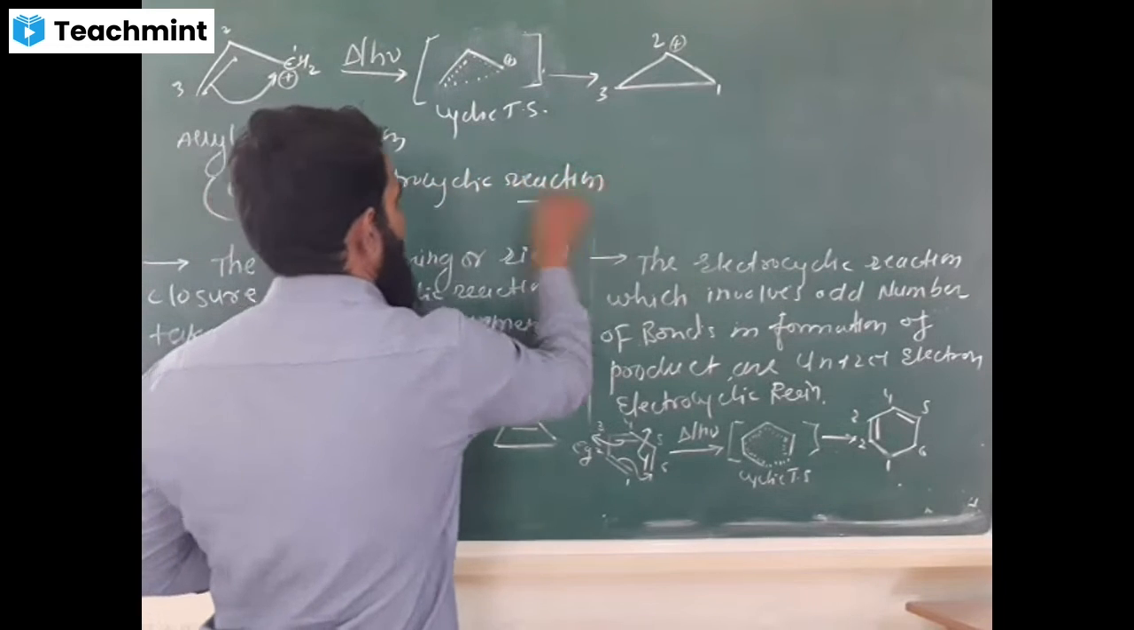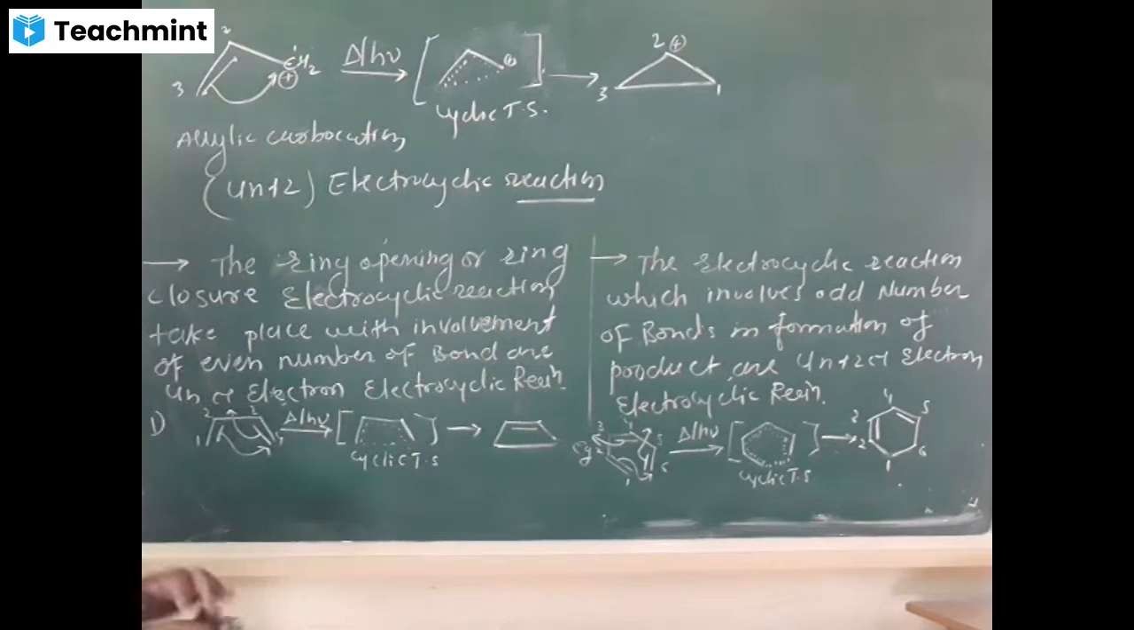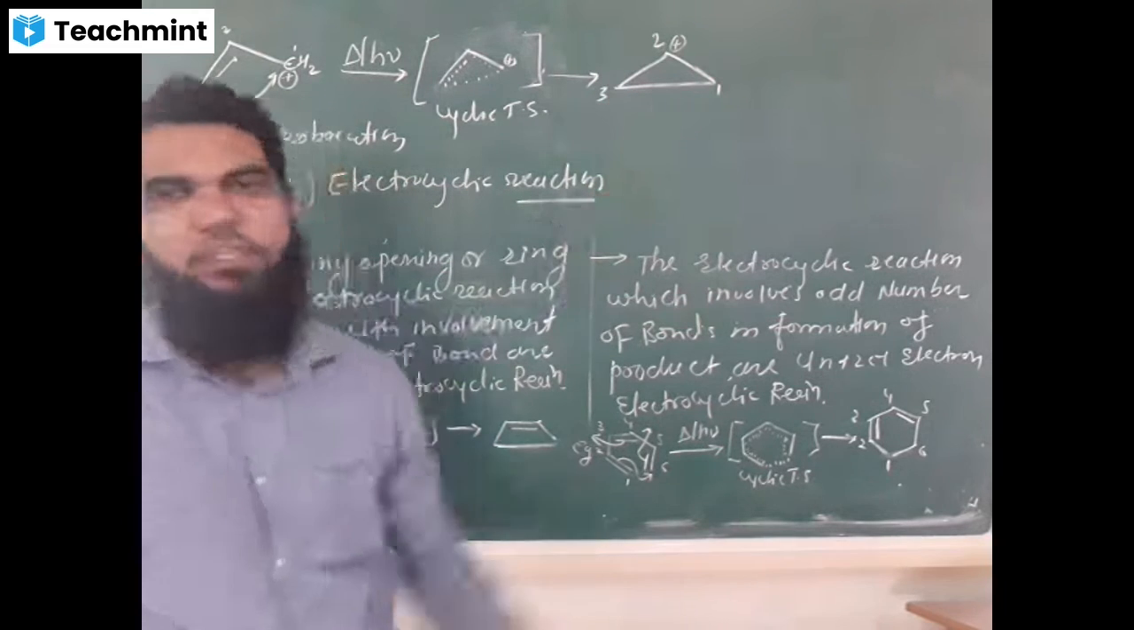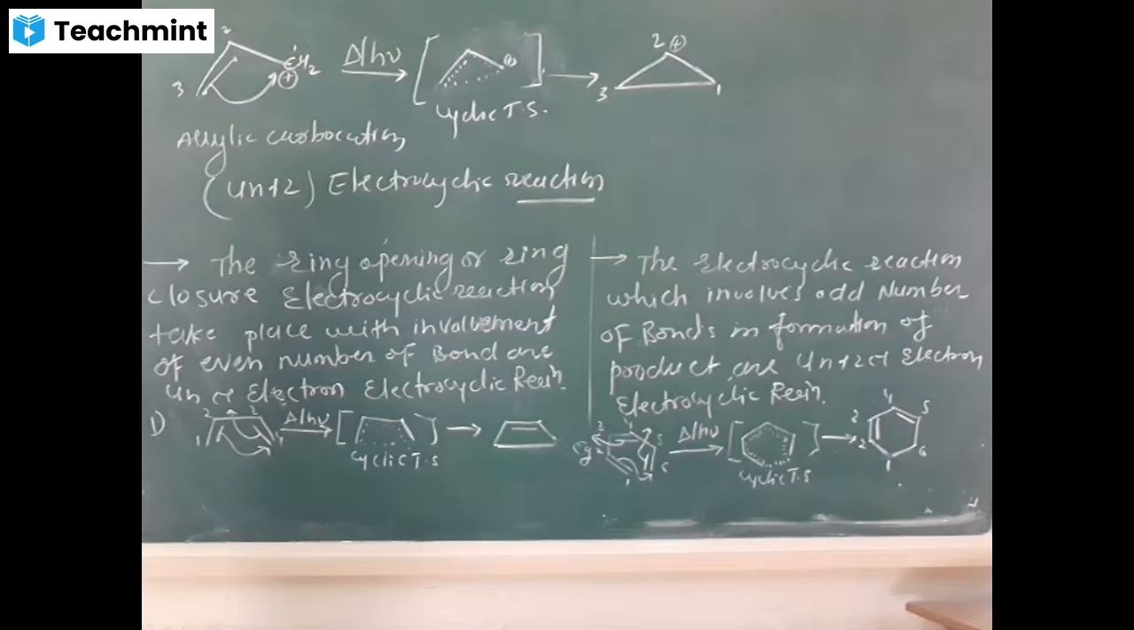So just by observing the product, we can say that only one pi bond is broken here and a new sigma bond is formed. That's why it is a 4n electrocyclic reaction.